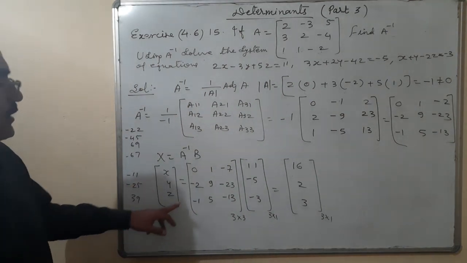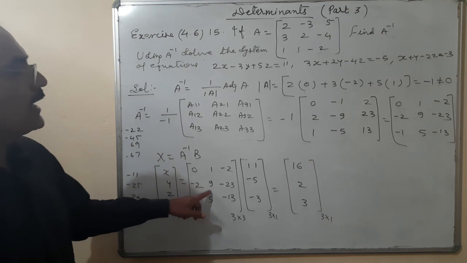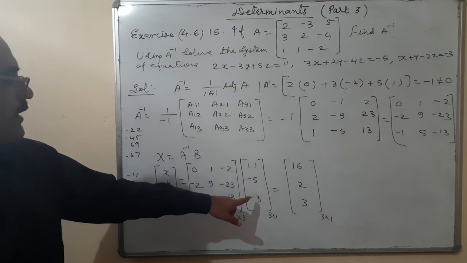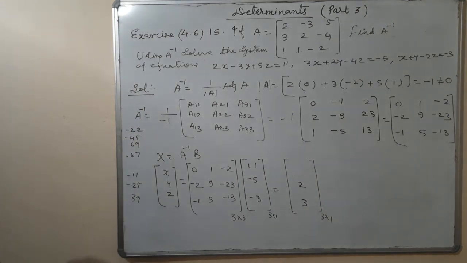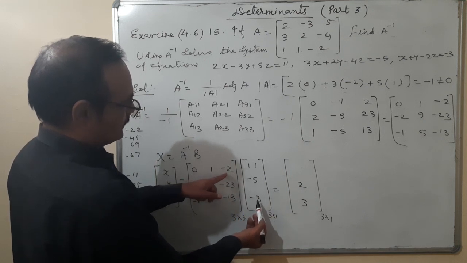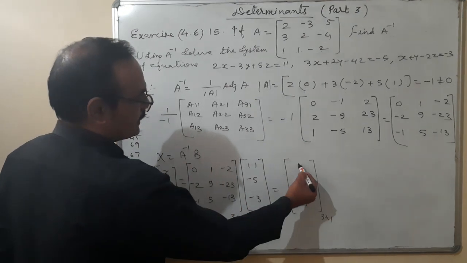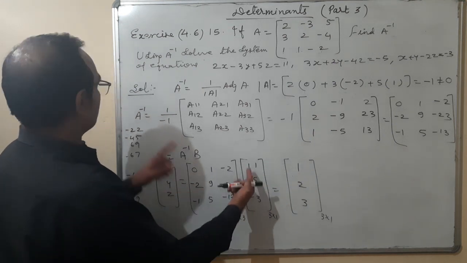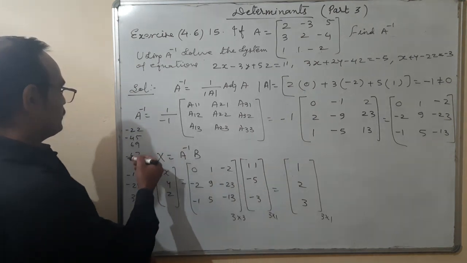X, Y, Z is equal to 0, 1, minus 2, minus 2, 9, minus 23, minus 1, 5, minus 13. And here is 11, minus 5, minus 3. Result is, first result, 0, minus 5, and it is plus 6. Okay, so 6 minus 5, that is 1. Okay, and second is minus 22 plus minus 22. Here is minus 45 and plus 69. That is okay. Result is correct.